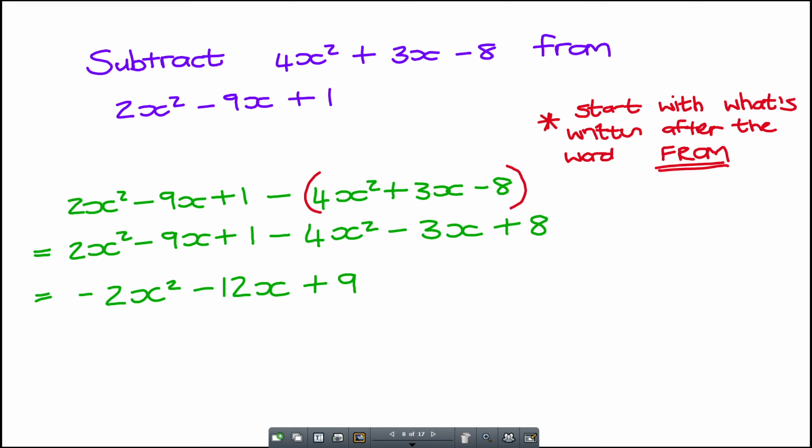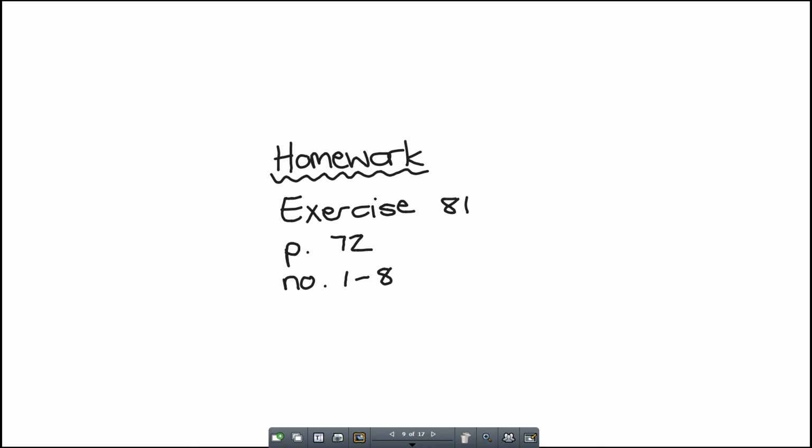Any questions? Okay, now, the homework is a lot, but you have got like 15-20 minutes now to finish that. So that's going to be exercise 8.1. So that's page 72. You're going to do the whole exercise, so meaning number 1 up until 8.